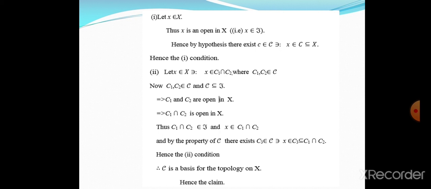Therefore, x belongs to C1 intersection C2. And by the property of C, the second property of the basis, there exists C3 belongs to script C such that x belongs to C3, and C3 is a subset of C1 intersection C2. This is the second condition of the basis. Hence, the second condition is proved. Therefore, C is a basis for the topology on X. This is the first claim.